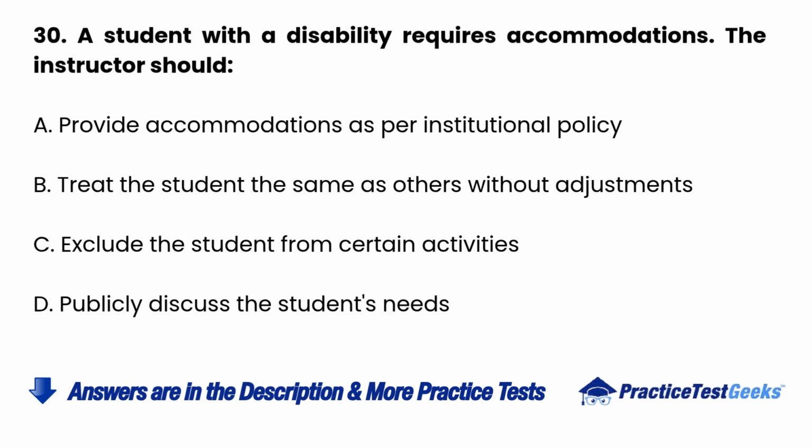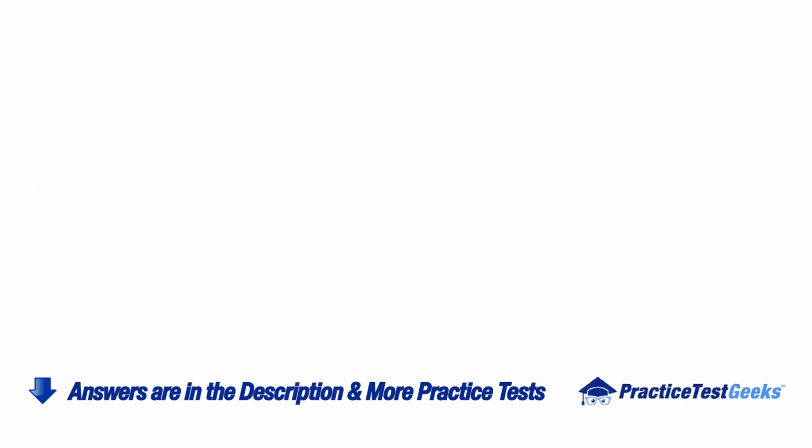30. A student with a disability requires accommodations. The instructor should: A. Provide accommodations as per institutional policy. B. Treat the student the same as others without adjustments. C. Exclude the student from certain activities. D. Publicly discuss the student's needs.